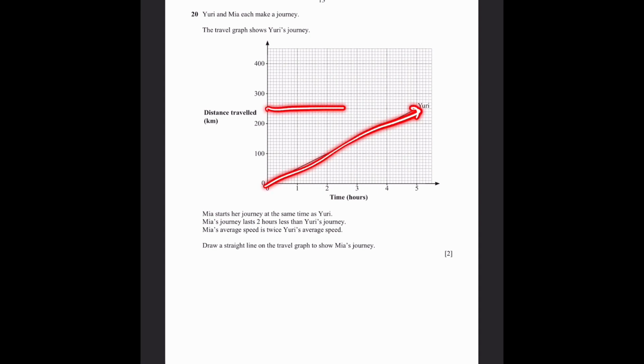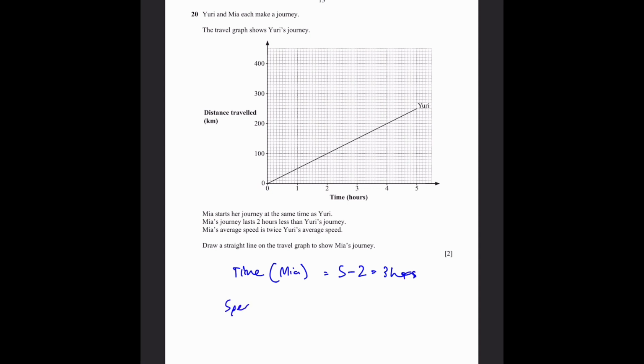So Yuri traveled 250 kilometers in 5 hours. So the time taken for Mia is 2 hours less than Yuri. So 5 minus 2, which is 3 hours. And now the speed for Yuri is equal to 250 divided by 5, which is 50 kilometers per hour. So that means Mia's speed is twice, right? So 50 times 2, which is 100 kilometers an hour.